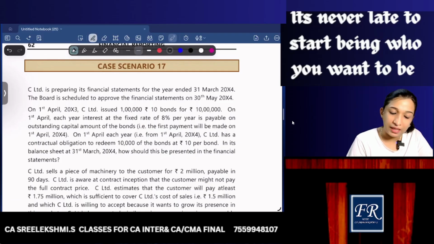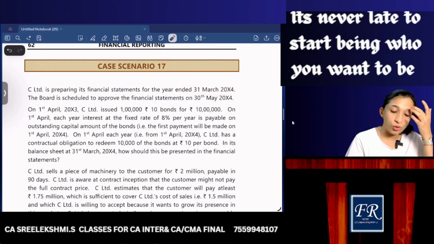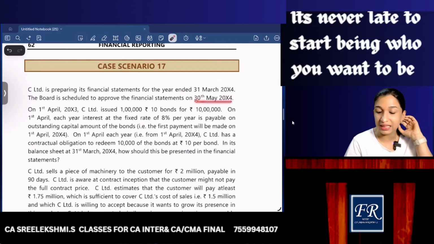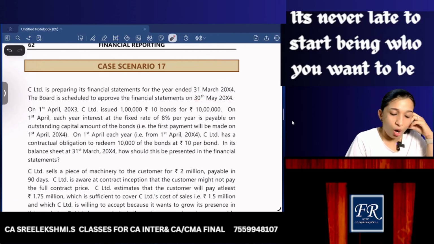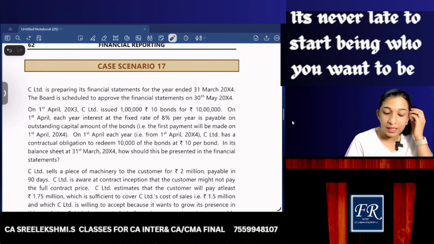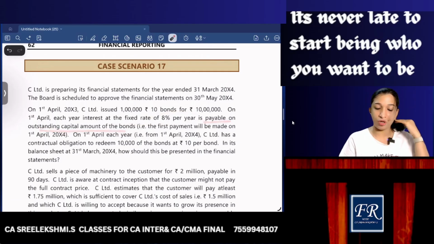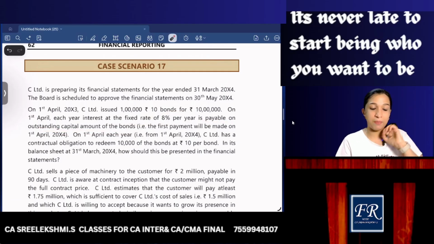Okay. Now, case scenario number 17. C Limited is preparing financial statements for the year 31st March 14. The board is scheduled to approve the financial statements on 30th May 2014. On 1st April 13, that is the beginning of the financial year, C Limited issued 1 lakh bonds of rupees 10 for 10 lakhs. On 1st April each year, interest at the fixed rate of 8% per year is payable on the outstanding capital amount of the bonds. That is, the first payment will be made on 1st April 2014.